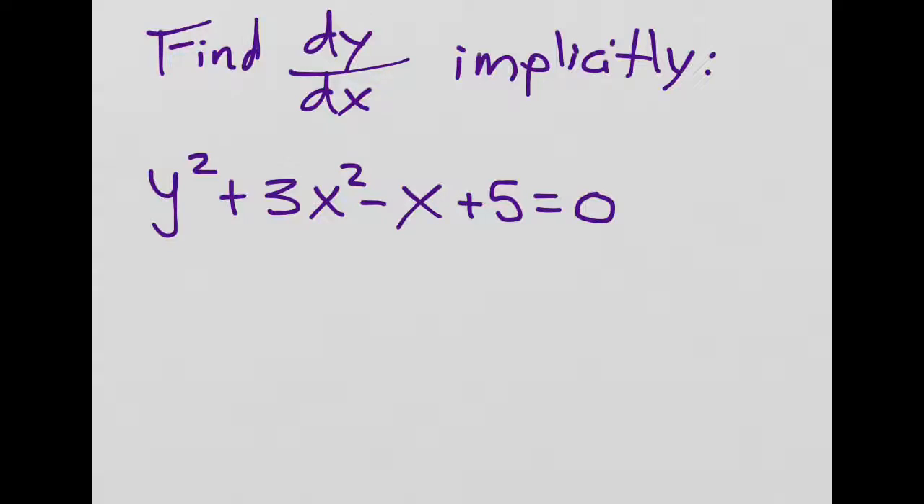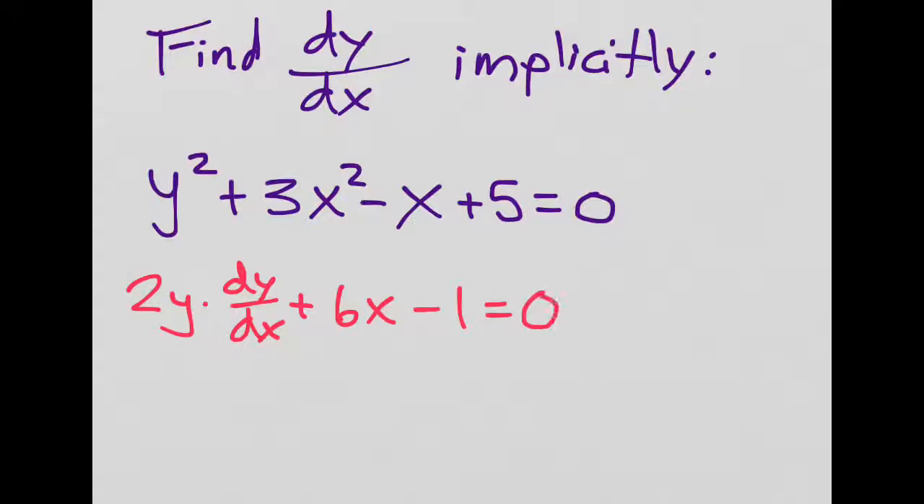So we're going to take the derivative on the left. The derivative of y squared, I'm going to use the power rule, and I will get my 2y times dy/dx, plus the derivative of 3x squared with respect to x. That's just going to be 2 times 3, my 6x. x squared goes to x. So 6x, minus the derivative of x is 1. The derivative of 5 is 0, and the derivative of 0 is 0.